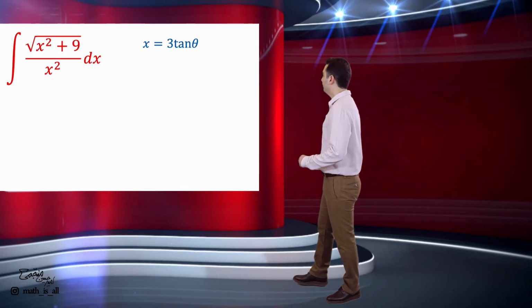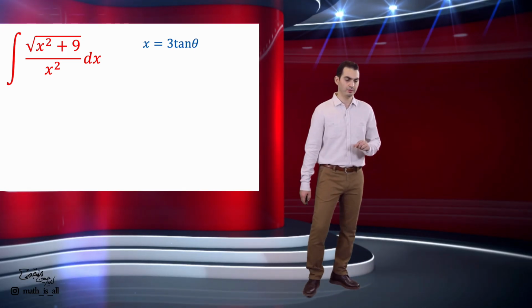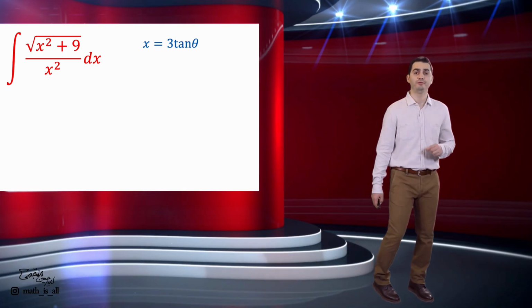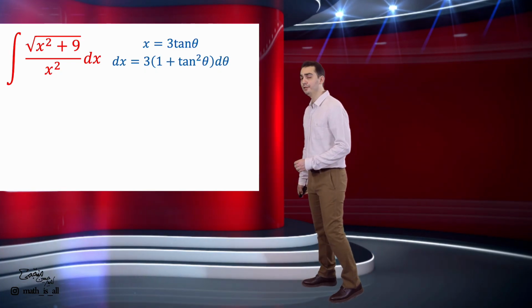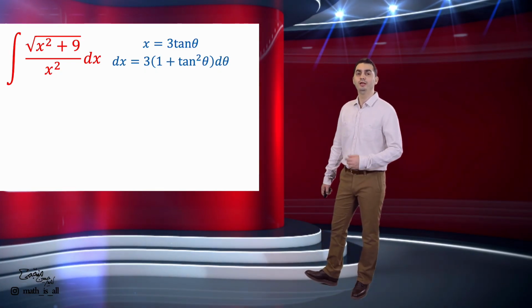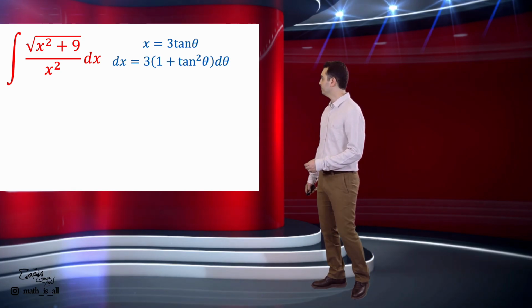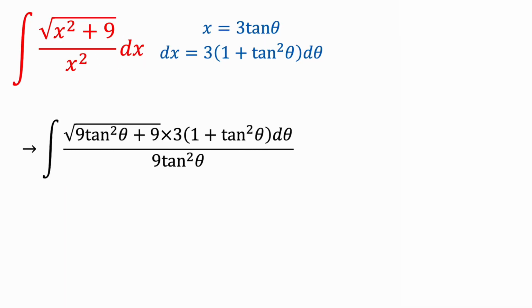Okay, if you've done what I told you, meaning you wrote x as 3 tangent theta, and then you differentiated both sides, dx is equal to 3 times the quantity 1 plus tangent squared theta d theta. Let's go ahead and substitute that in. The radical x squared plus 9 means 9 tangent squared plus 9. In the numerator, we have a dx. Instead of dx, I wrote 3 times 1 plus tangent squared.